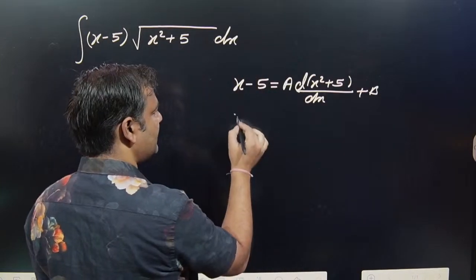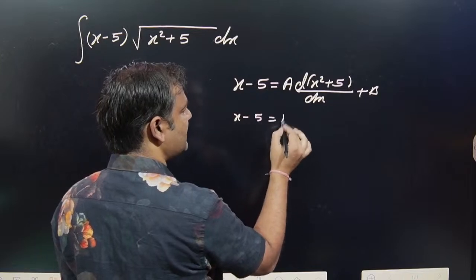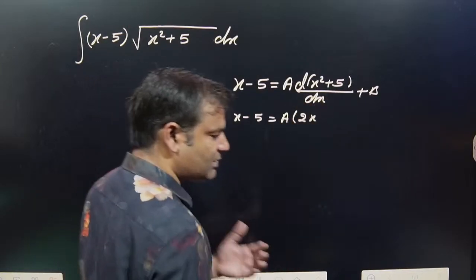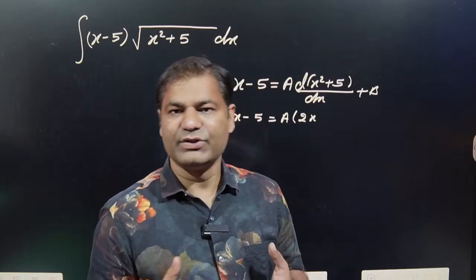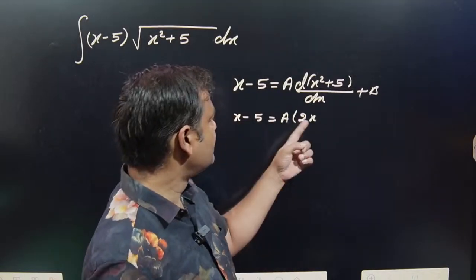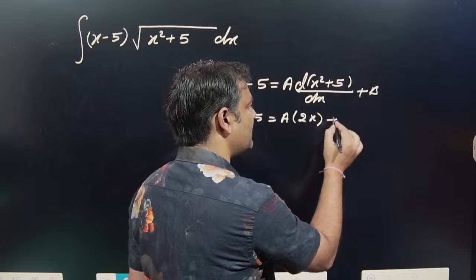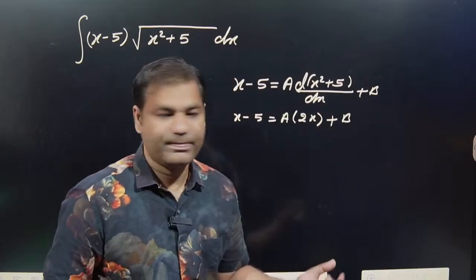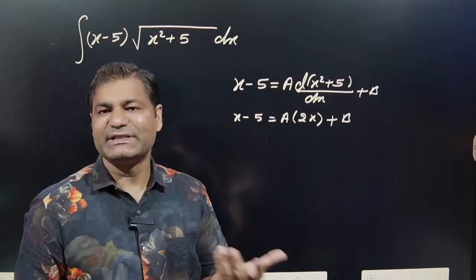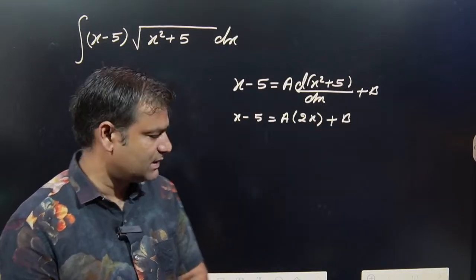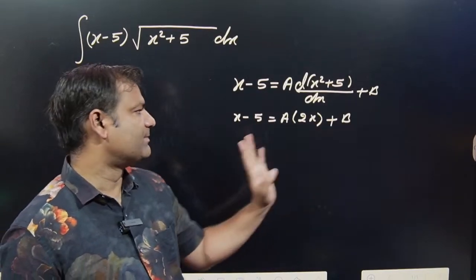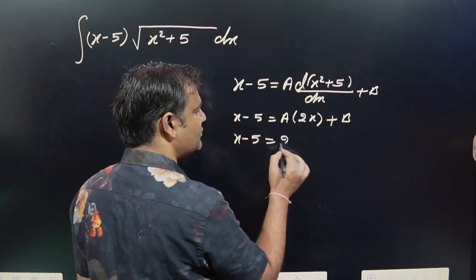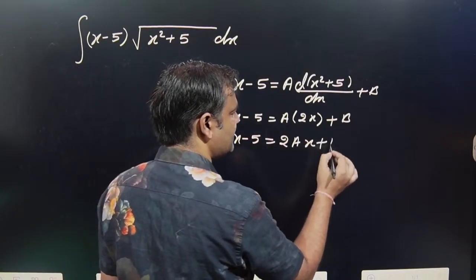After that, x minus 5 is written as A into, the differentiation of x square is 2x, and the differentiation of 5 is 0. So 2x plus 0, because the differentiation of 5 is 0, that one is a constant, plus B. Now look here: x minus 5 is equal to 2A into x plus B.